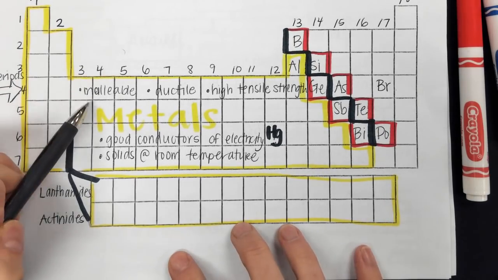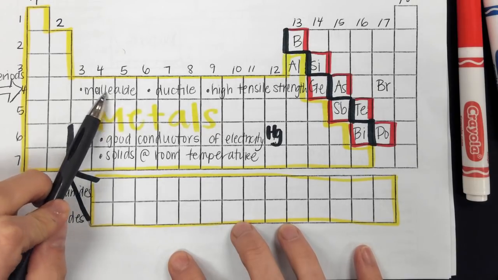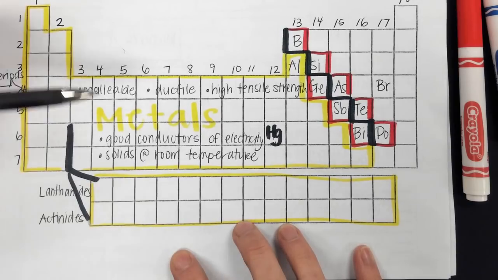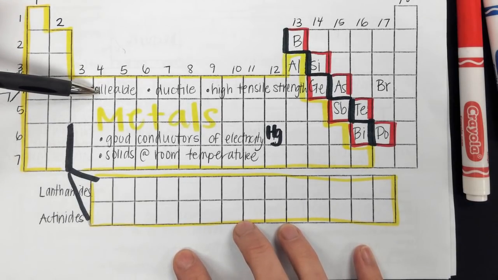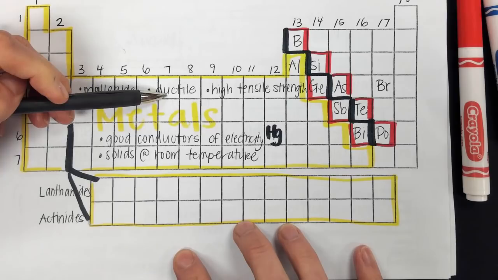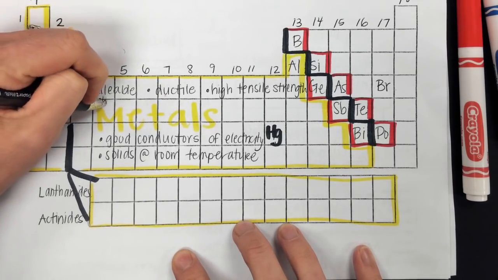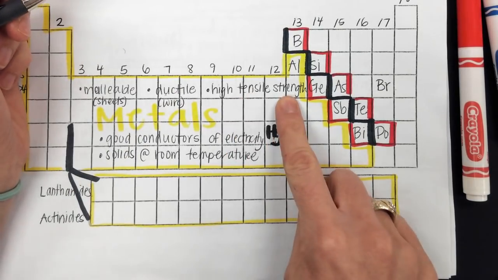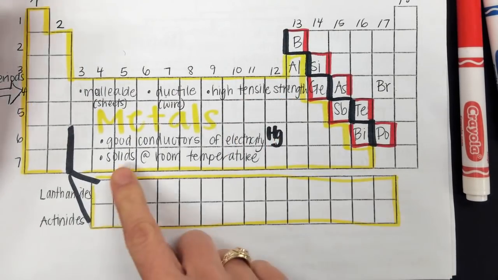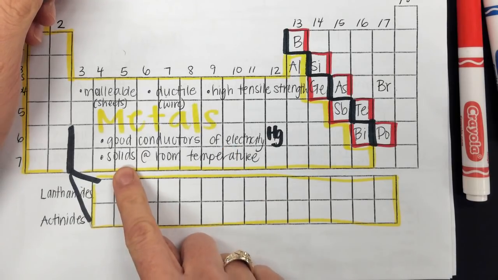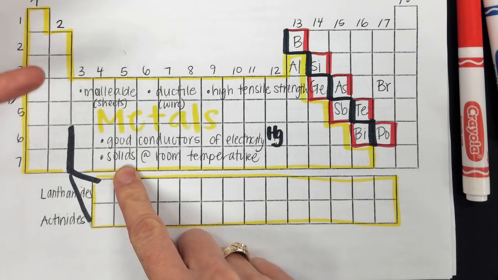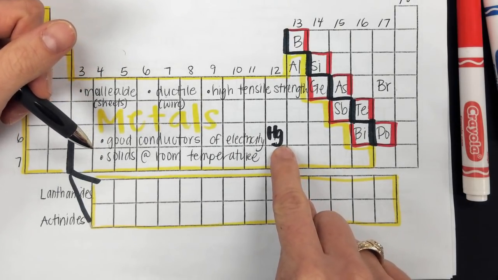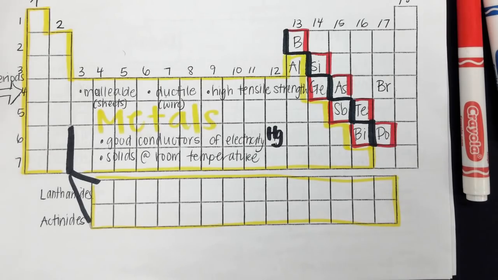Okay, so if you need to pause this, you can. You need to write down these properties of metals, and you need to know what these properties mean. Malleability is rolled or hammered into sheets. Ductile is pulled into wire. High tensile strength means they can resist breakage. They are good conductors of electricity. That's why they use copper wiring in our homes. And they are solids at room temperature except for mercury. Okay, those are your metals.